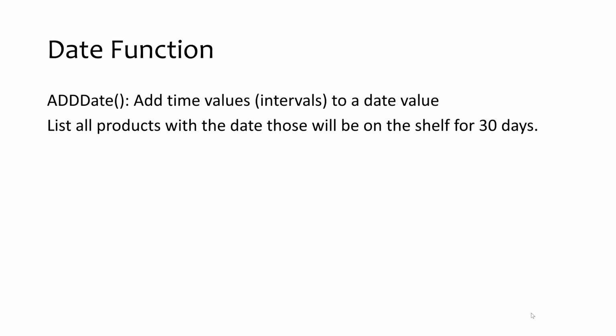Now I'm going to show you another example using add date. Now add date actually adds time values or intervals to a date value. So in this example, I'm going to show you how to list all products with the date those will be on the shelf for 30 days. So basically what I'm doing here is I'm adding 30 days to the date when the product was first recorded in the inventory.